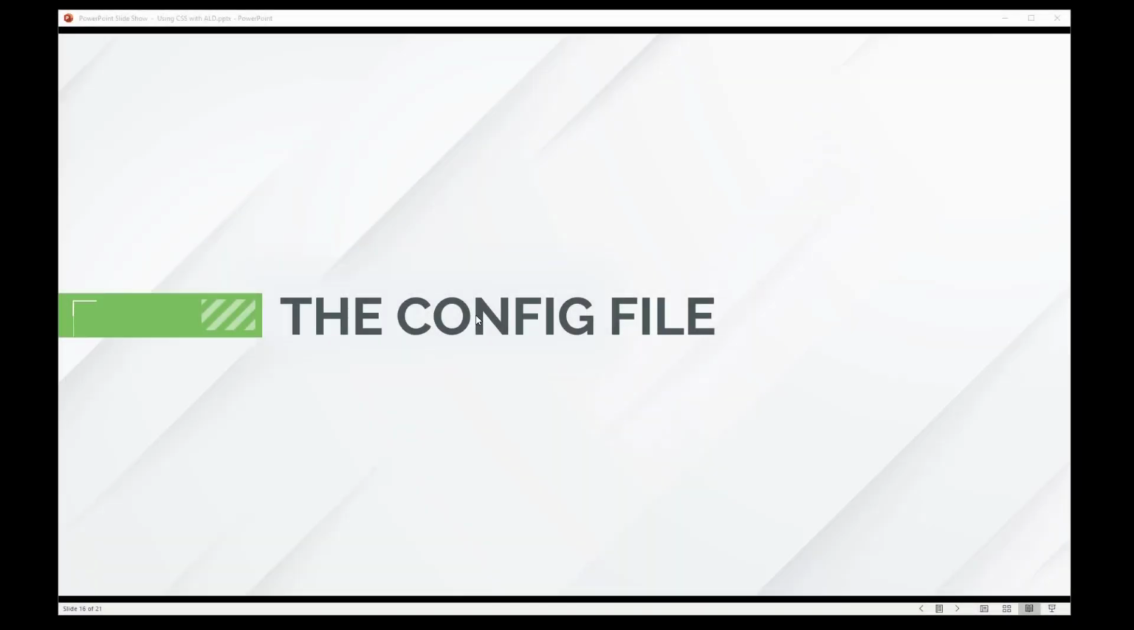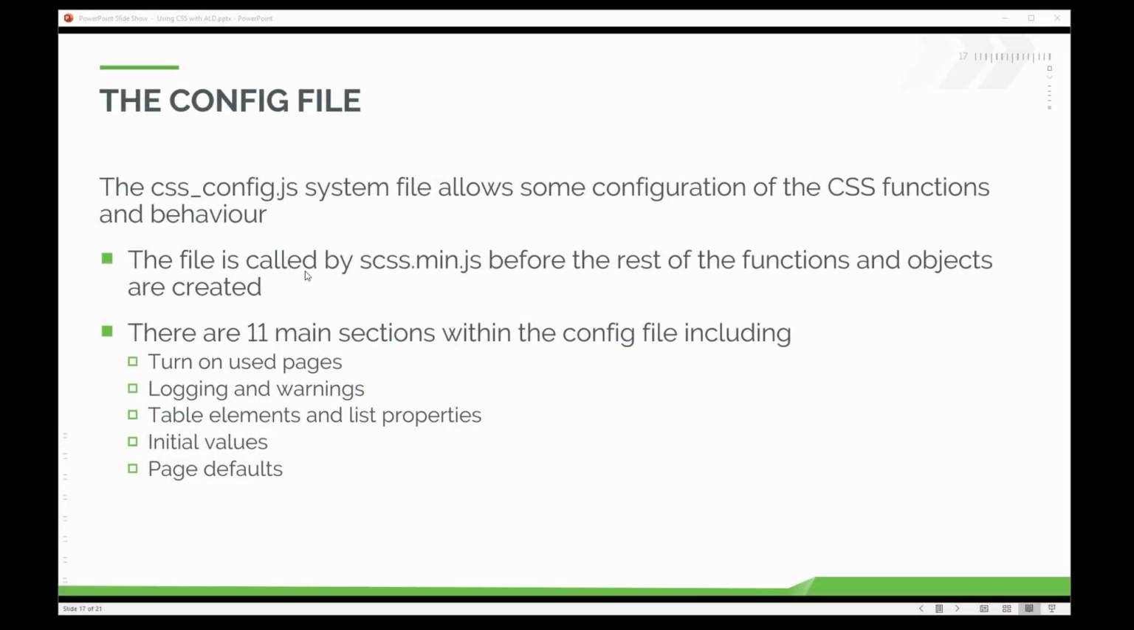So that describes how you would use CSS. The next section to talk about is the config file. So if you remember, one of the new system files is the CSS config.js file, and this section now will describe what's going on in there and why you might find it useful. So as I mentioned, the CSS config.js system file allows you to configure some of the functions which are used in CSS, as well as providing some default and initial values for some other properties which are already there.